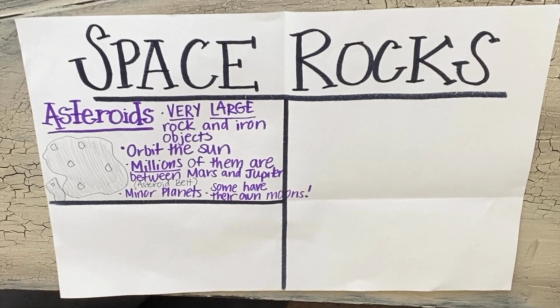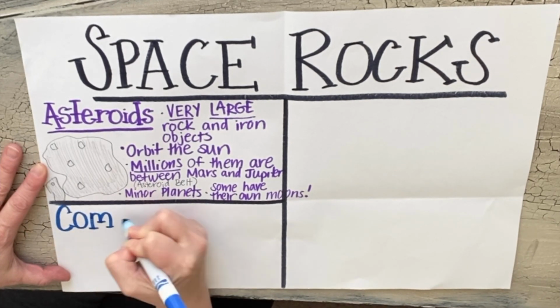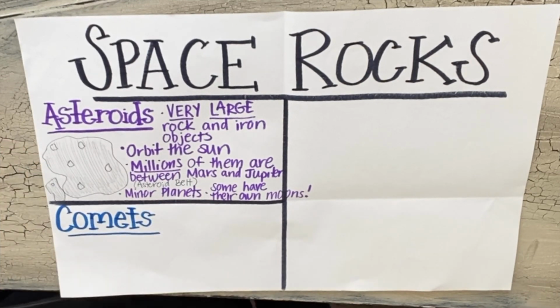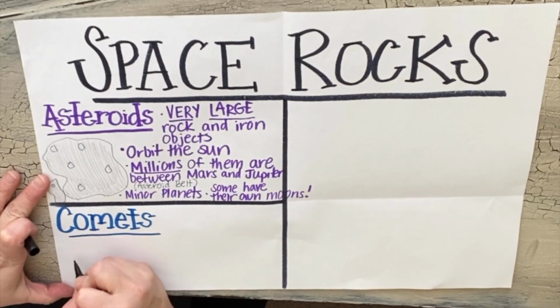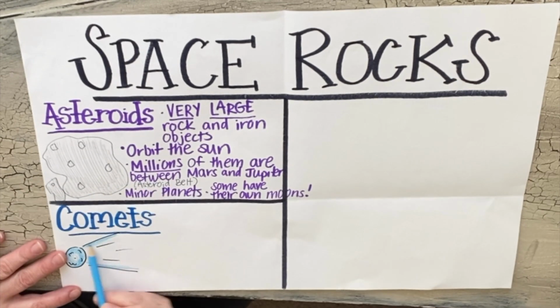It's time to review our next space rock. We're going to review comets this time. Comets. Before I draw a comet, let's go ahead and look at what a comet looks like in real life. You remember this? That is going to be tough to draw. Guess I have to try my best. Are you drawing these too? All right, there's my comet.